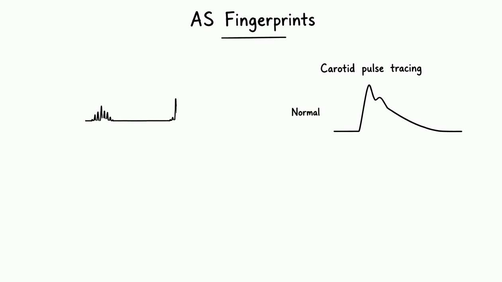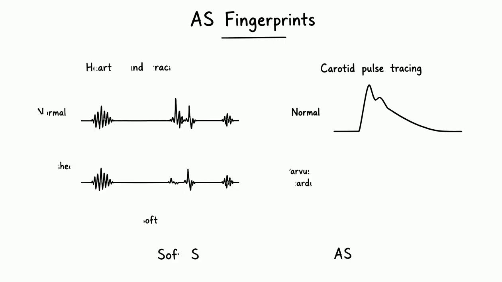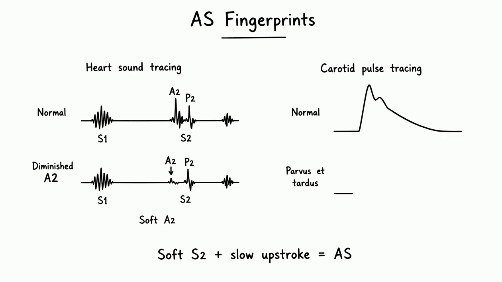Two bedside clues strongly point toward aortic stenosis. A calcified, immobile valve closes weakly, so A2 becomes soft. The carotid pulse is small and delayed, pulsus parvus et tardus. Together, these findings lock in the stenosis diagnosis quickly.